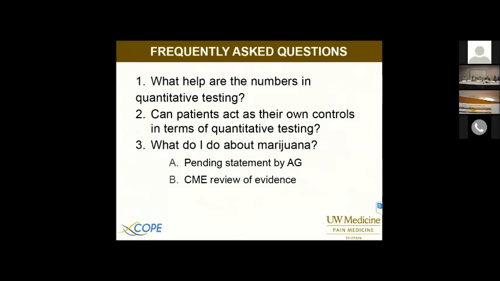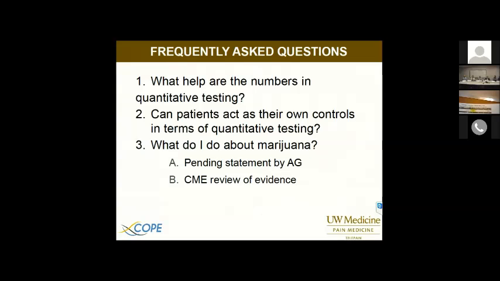So what are some frequently asked questions about urine drug testing? What help are the numbers in quantitative testing? We really don't have good evidence that they are, but I can tell you that a number of pain specialists will look at the numbers, especially of hydromorphone. If it's really high, they would expect hydromorphone to be the parent drug. But I think that takes a little bit more expertise than many of us may have, and also a little bit of a leap of faith.